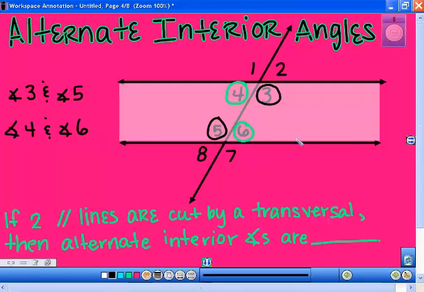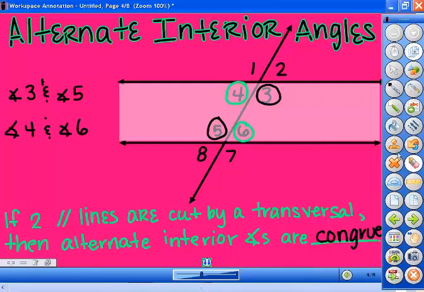Now these pairs are either going to be congruent or supplementary. So if 2 parallel lines are cut by a transversal, then alternate interior angles are, and if you look, 4 is acute, 6 is acute. 5 is obtuse, 3 is obtuse. They're the same. So this is also congruent. So you could have said angle 3 is congruent to angle 5, and angle 4 is congruent to angle 6.